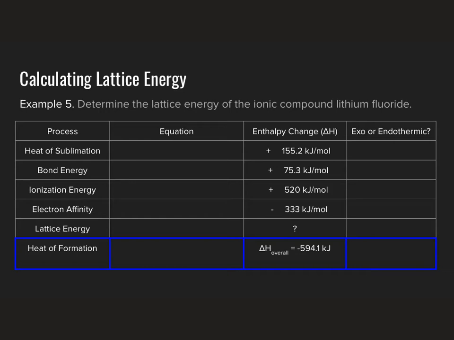So with this example problem, we're going to go ahead and put into practice the discussion we had on the previous slide. We're going to ask you to determine the lattice energy of the ionic compound lithium fluoride. And we've given you some stepwise processes that are going to be used in the formation of lithium fluoride. We're going to ask you to both write equations which represent each of those processes, and then talk a little bit about the exothermic versus endothermic nature of each of the steps. That's going to allow us to figure out our overall heat of formation.